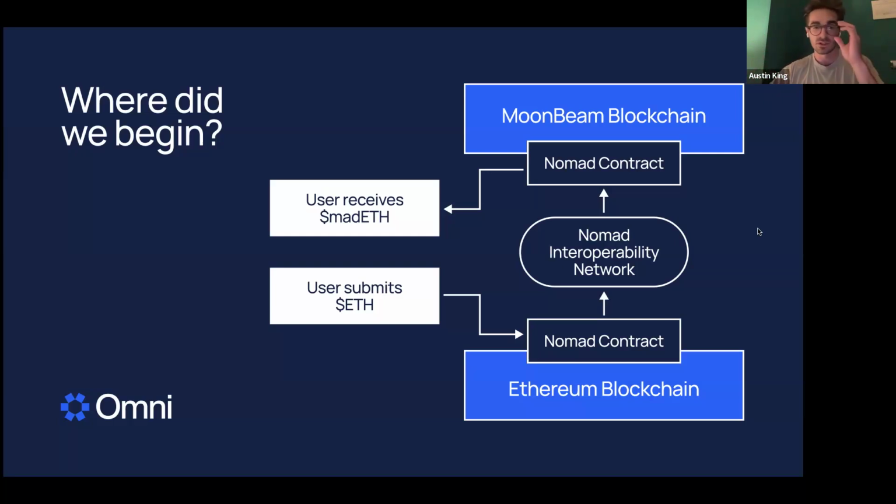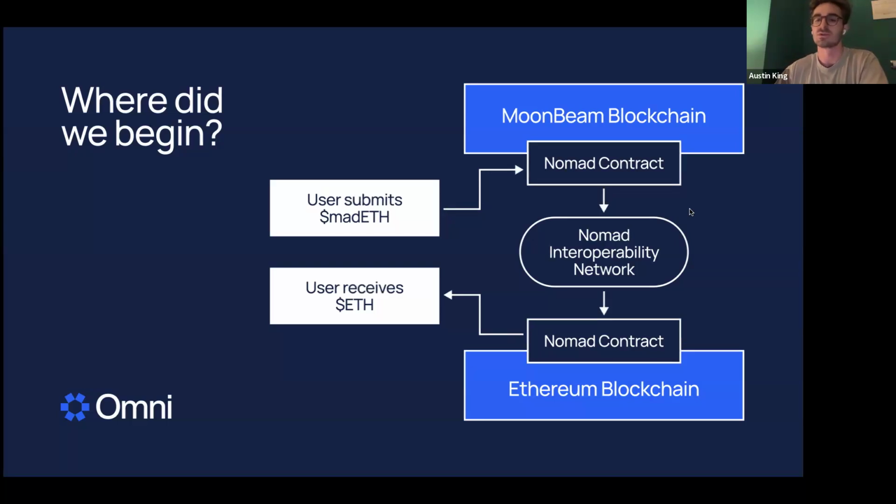And so generally what it would look like is you would submit your ETH to the Nomad contract on Ethereum. The Nomad network would pick that up and relay it to the Nomad contract on Moonbeam, which would mint people MAD ETH. MAD was kind of like Nomad. It was the prefix for these different assets. And a lot of these were accepted as the canonical asset. So MAD ETH, for example, was canonical ETH over on Moonbeam.